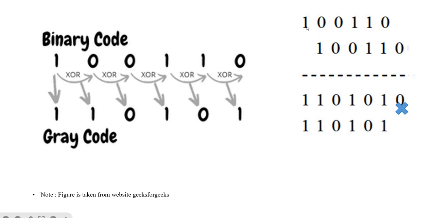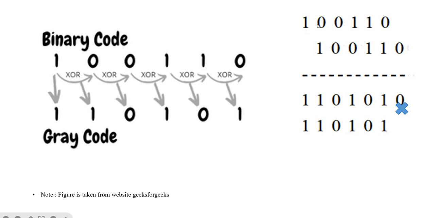So here what we are doing, this 100110, I have shifted it. That is, here we are performing a rotate right operation. So here it will be 100110. This position remains vacant here. Okay, it is empty because the MSB of the binary and the MSB of the gray code must be same.